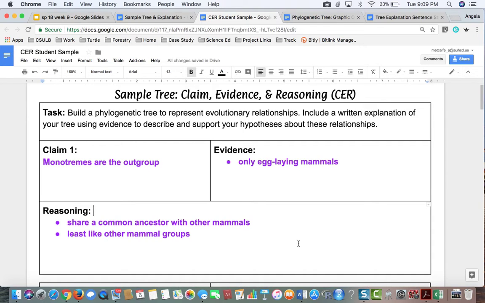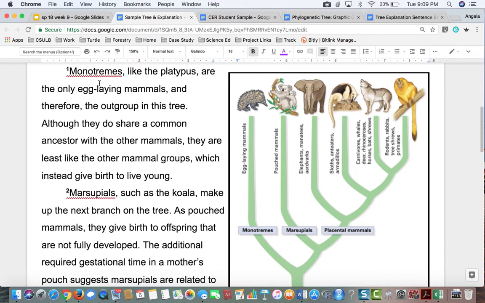So as an example, for monotremes, I said my claim was monotremes are the outgroup. An outgroup is the group that is most different from everything else. So the outgroup is the thing that's not like anything else, just like the lamprey in our notes. So that's called the outgroup. That's the actual term for it. So my claim is that monotremes are the outgroup, or they are least like other organisms. You can see that I wrote that in this first part right here.